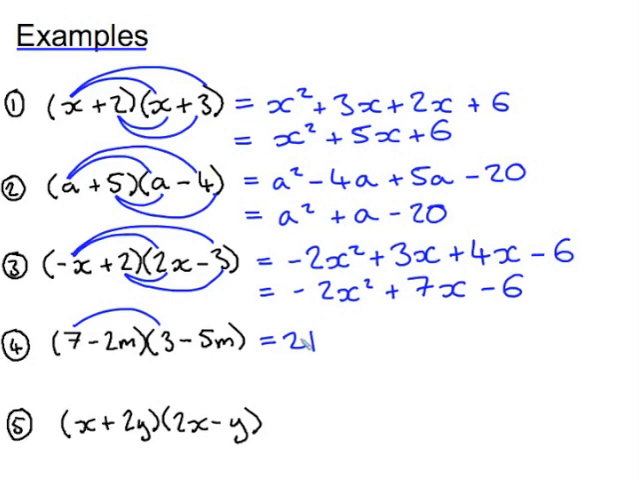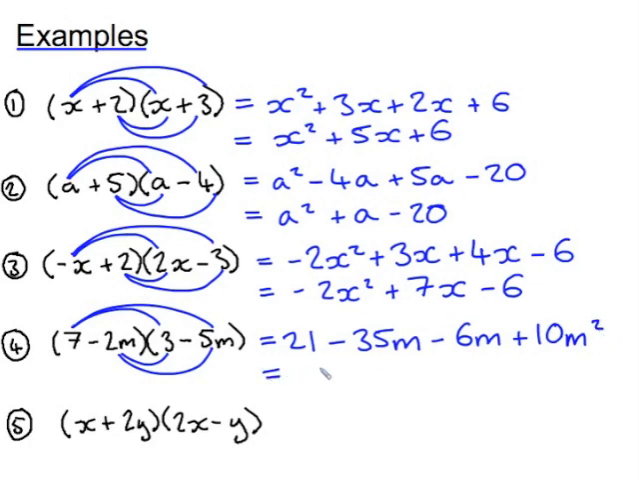7 times 3 is 21. 7 times negative 5m, take 35m. Negative 2m times 3, take 6m. And then we've got negative 2m times negative 5m, so plus 10m squared. And when we simplify, if we take 35m and then take another 6m, this is take 41m and then plus 10m squared. And finally, x multiplied by 2x is 2x squared.